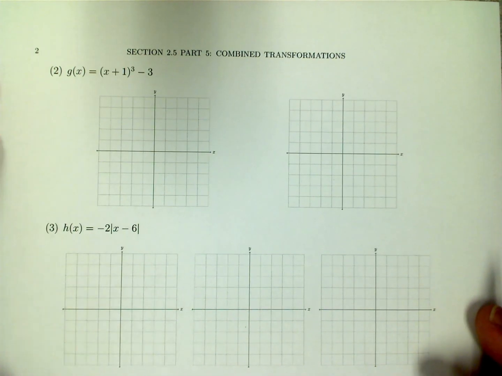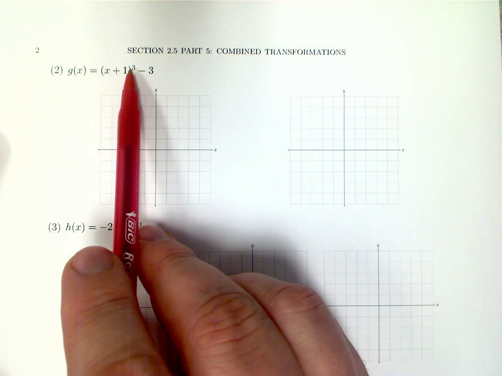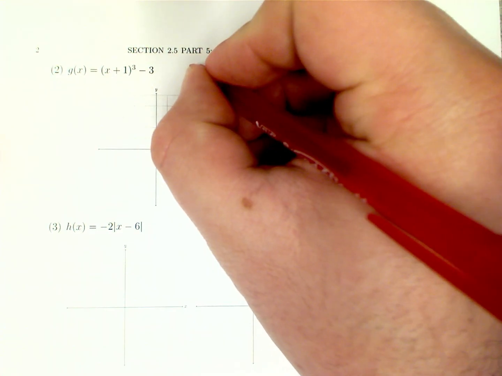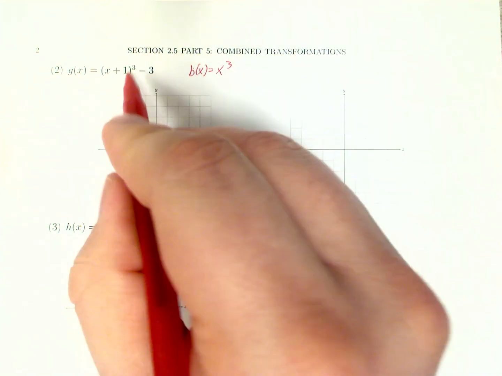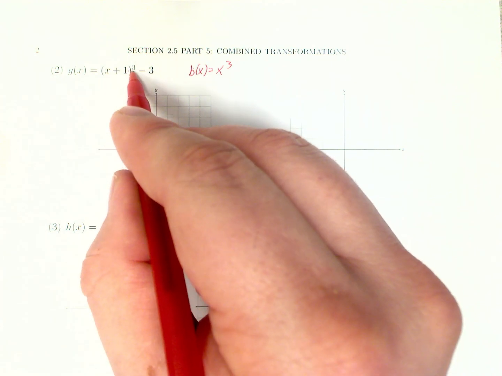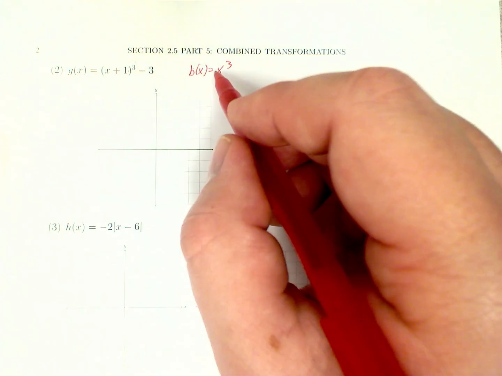Let's take a look at this next one. g of x is given by (x plus 1) cubed, then we subtract 3. So what is the base graph? The base graph is x cubed. Again, what is the main thing? Do you see a square root? Do you see an absolute value? What power do you see it to? So on and so forth.